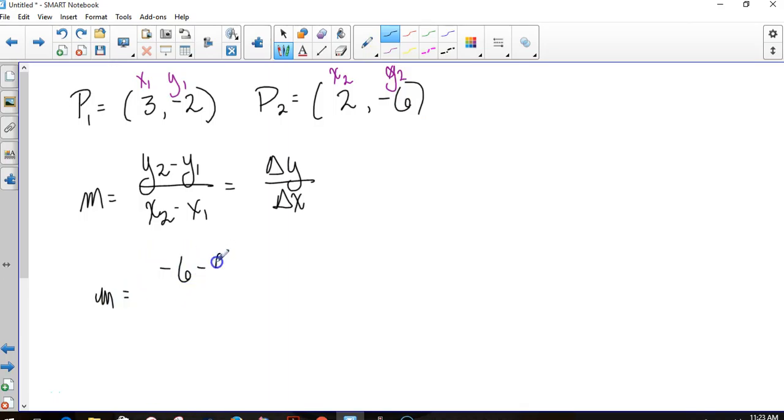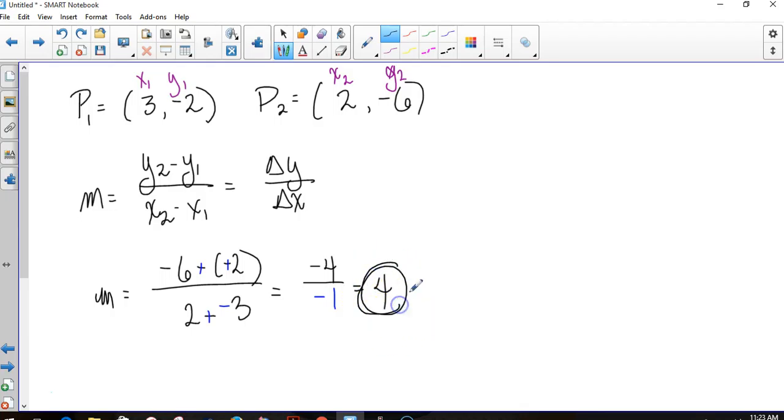Negative 6 minus a negative 2 over 2 minus a 3. When you're subtracting integers, you're really adding the opposite. So it's a keep, change, change. And I have a negative 4. Keep, change, change. And I have a negative 1. And negative 4 over a negative 1 is just a positive 4.